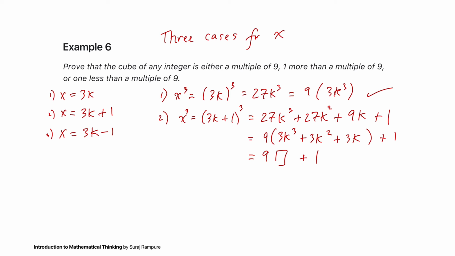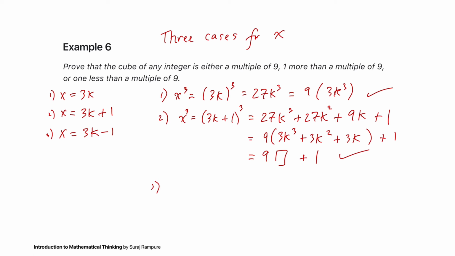Okay? You'll often see me writing box and triangle. That's just an abstraction for some integer. Okay? And to show that some integer is 1 greater than a multiple of 9, I show that it's 9 times some other integer plus 1. Is that clear? So I've shown that in the case that x is exactly a multiple of 3, the proposition holds. I show that if it's 1 greater than a multiple of 3, the proposition holds.